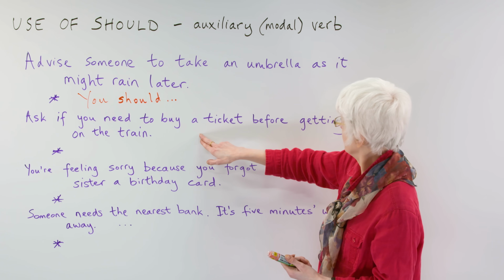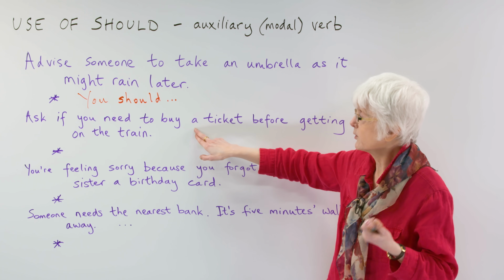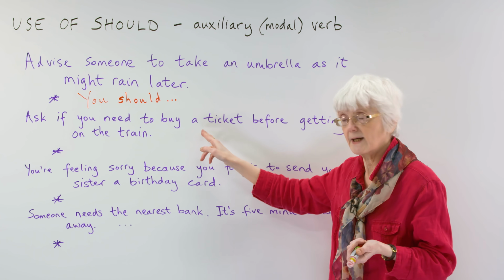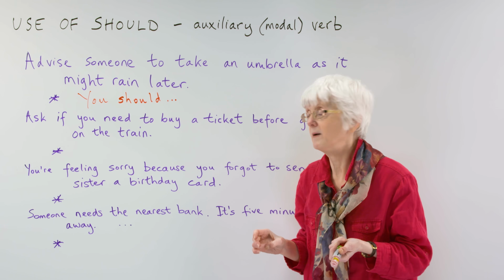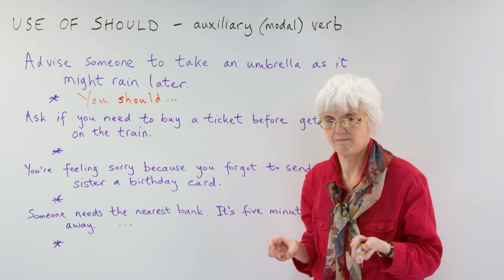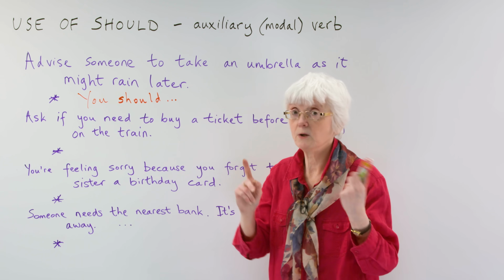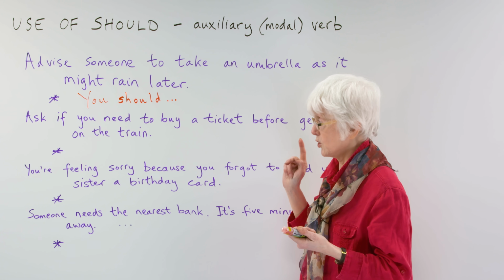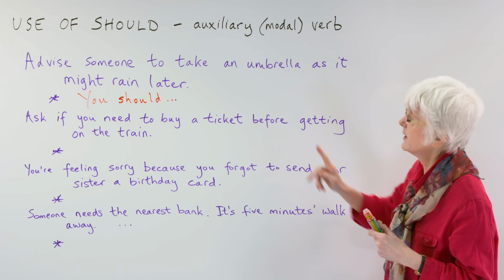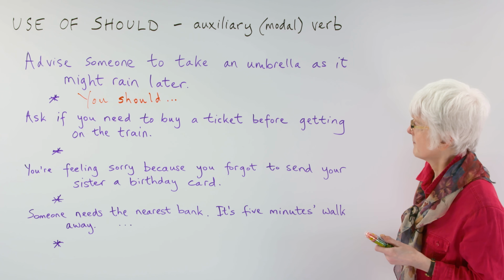Right, next one. You're asking a question. You're asking if you need to buy a ticket before getting on the train. So, you're not sure. Well, most people do need to do that, but this is a different way of asking. Making it a question, so it's got to have a question mark at the end, and you have to use should. So how would you do that?